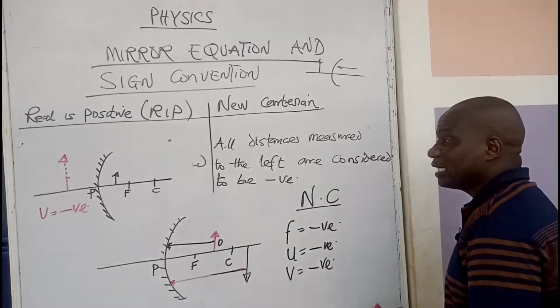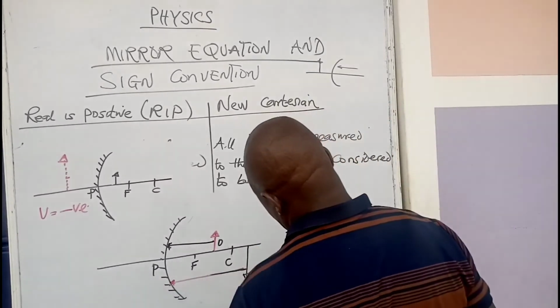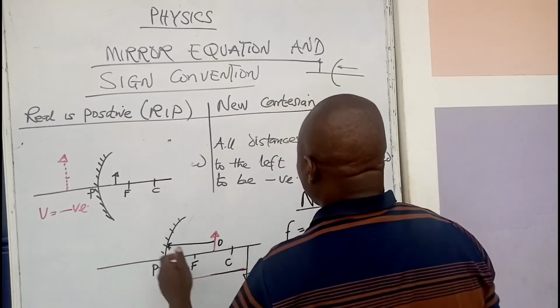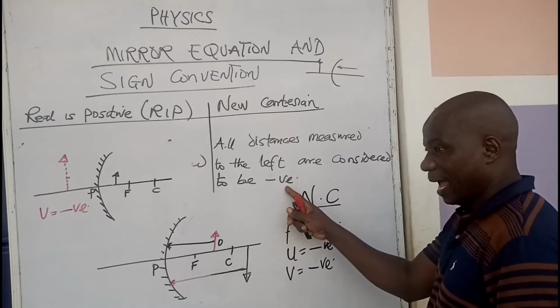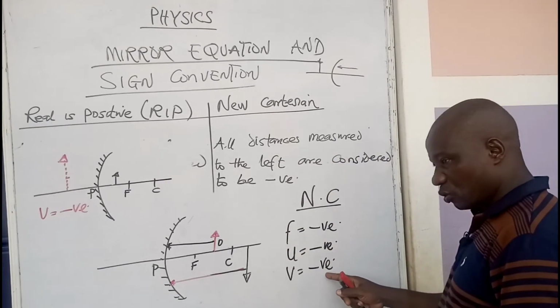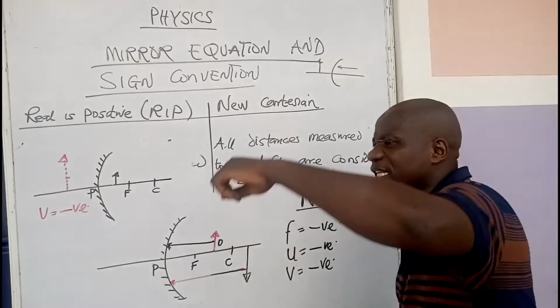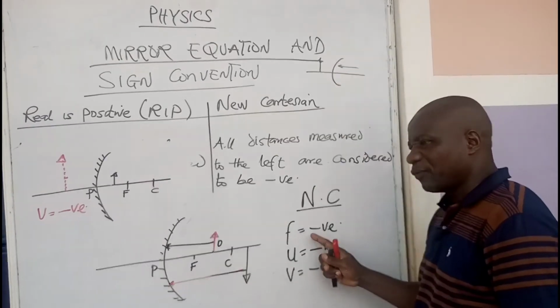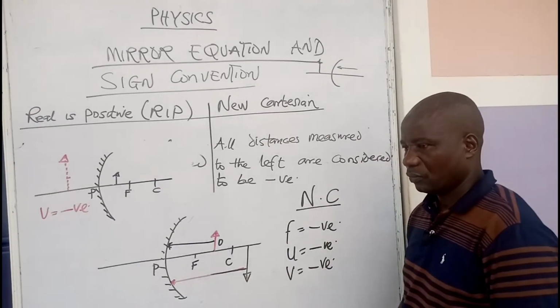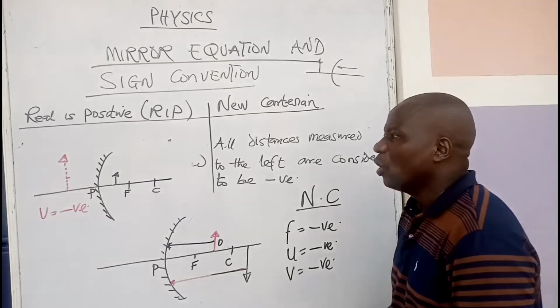That is, all distances measured to the left are negative. That is it. Are you getting it now? So this one is negative, this one too is negative. And because it is a concave mirror, then F is what? Is negative. That's what he's saying.